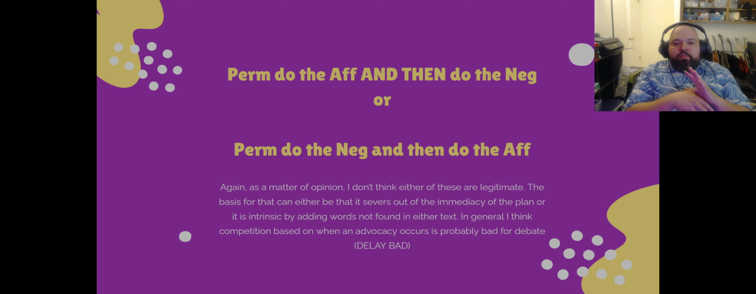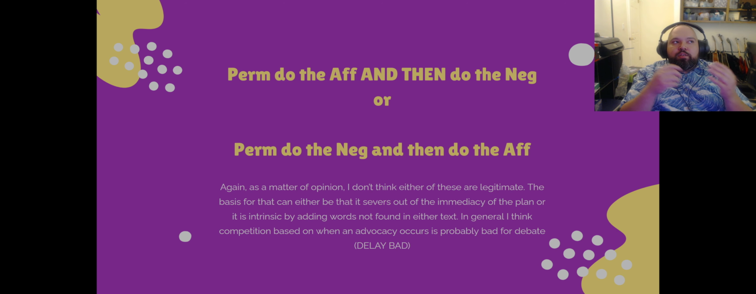Well, perm do the AF and then do the neg in my mind is a question of intrinsicness, and then do the neg is adding things, right? You have added a sort of temporal distinction here in terms of when the neg would be implemented. Similarly, perm do the neg and then the AF severs out of the quote-unquote immediacy of the affirmative. It functionally lets the AF read delay, and delay is bad because it's inherently unpredictable and it just has a bunch of other issues with it, right? I think the best debate can be argued to be most effective, educational, fair, etc. in a world where we're debating about the sort of implications of advocacies rather than when they would theoretically occur.